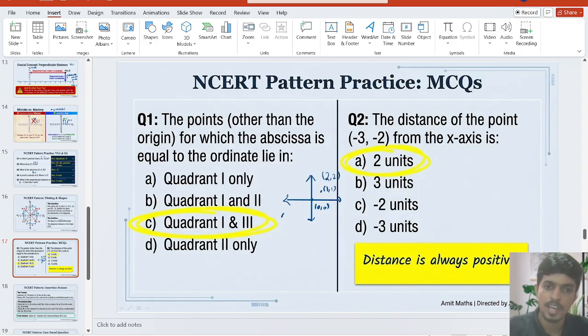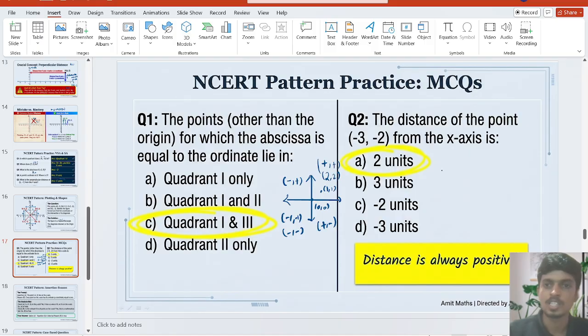In the third quadrant also, minus 1 comma minus 1. But in the other quadrants it is always minus and plus. Both are negative or both positive lies here, plus or minus. So in the options, first and third quadrant lie here. In the fourth quadrant it is plus minus, so it can't be equal in this case. It lies in only the first and third quadrant.